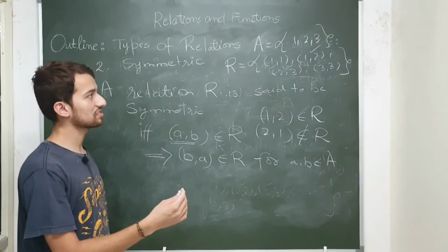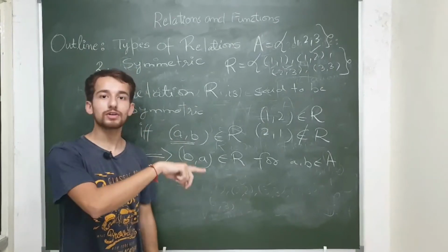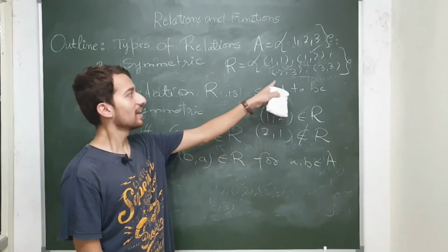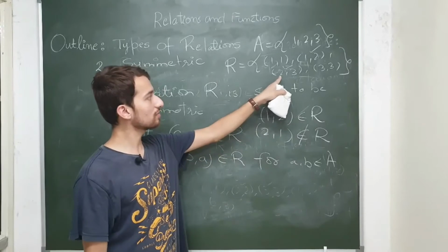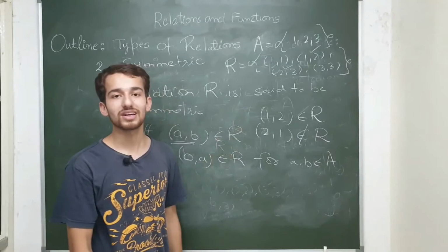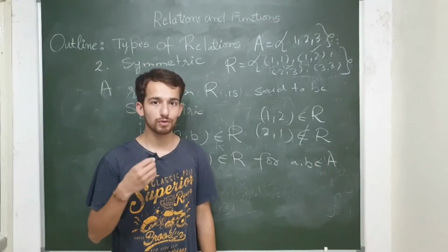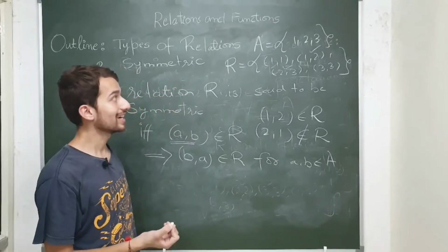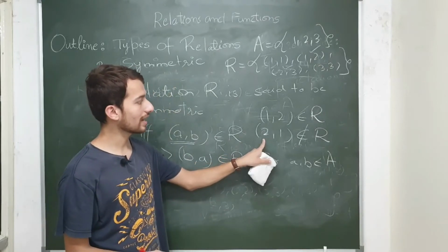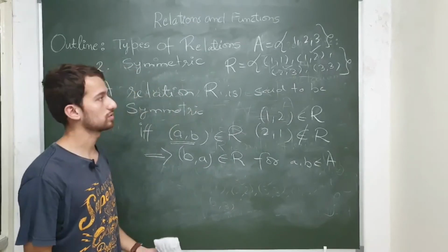You don't need to check further once you find one element which is not present, which does not satisfy this condition. Like you can see here, (2,3) also belongs to the relation but (3,2) does not belong to the relation. So if you had chosen that ordered pair, in that case also you would have pointed out that this relation R is not symmetric. But this one is sufficient, just to make it clear. If one ordered pair is not belonging, you can conclude that.